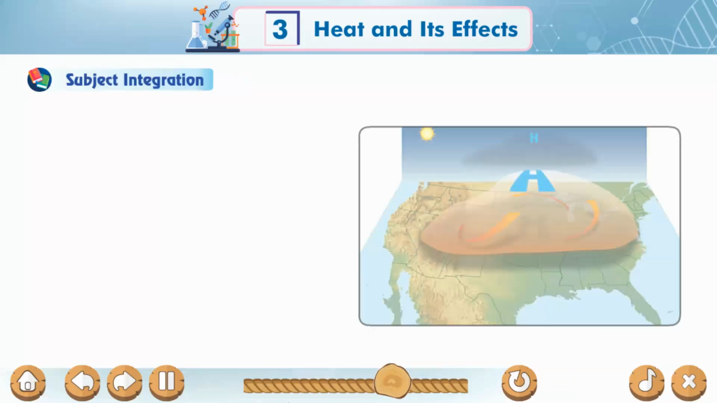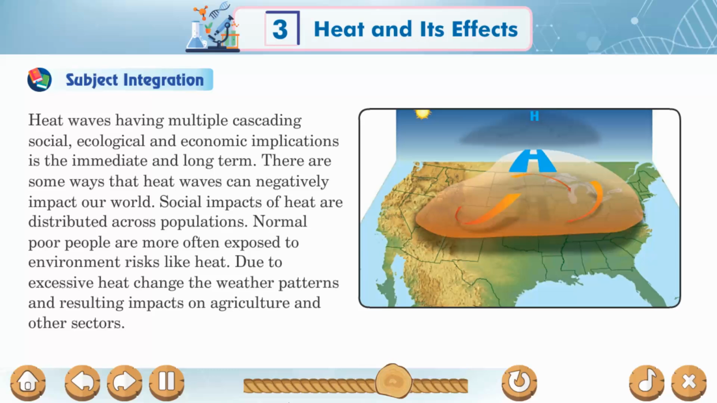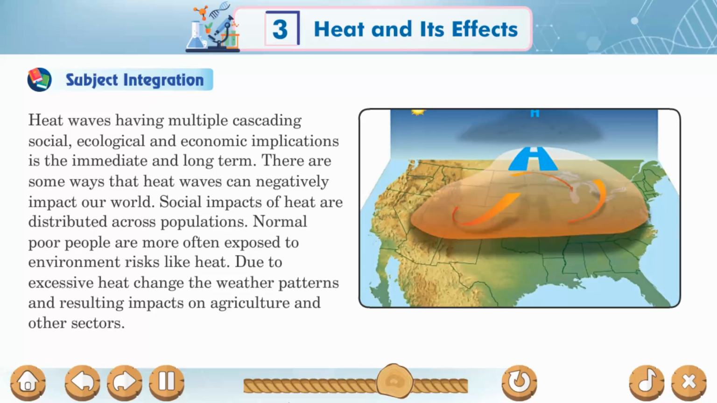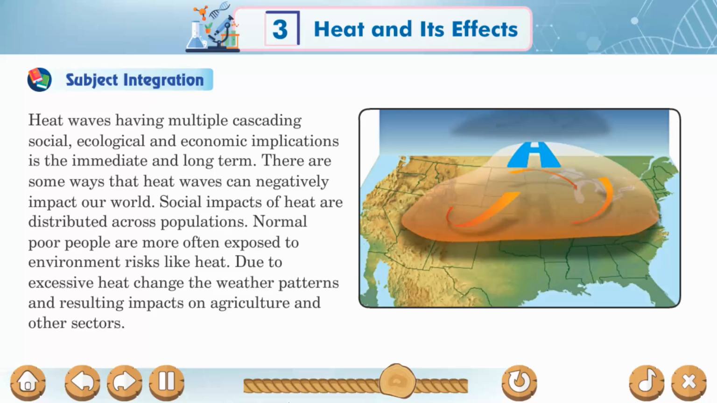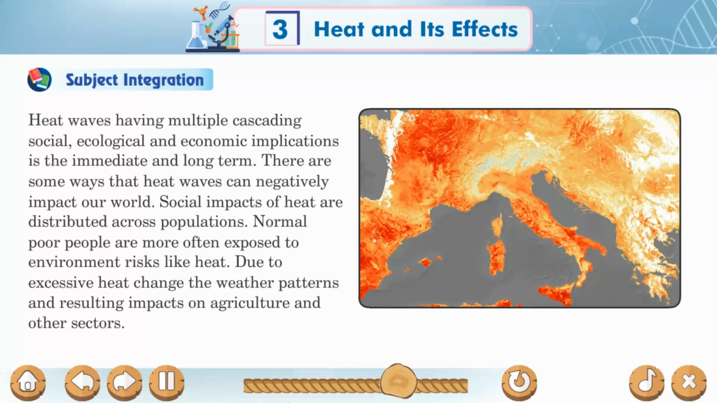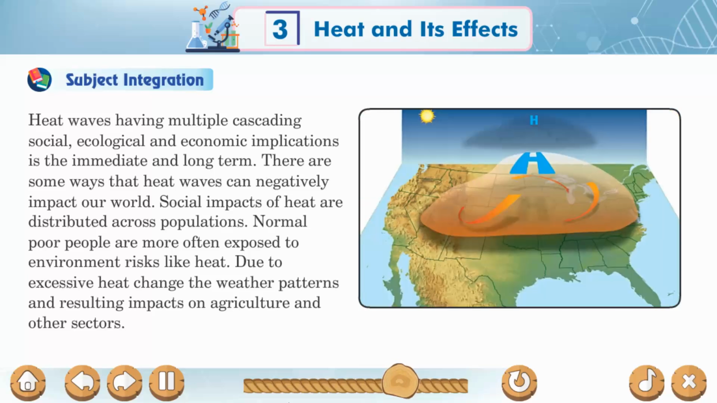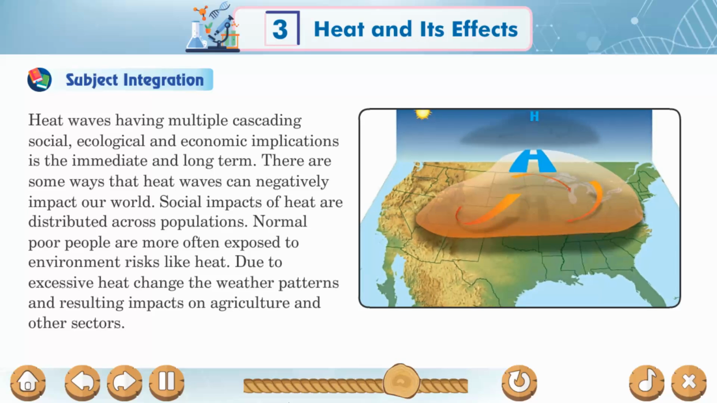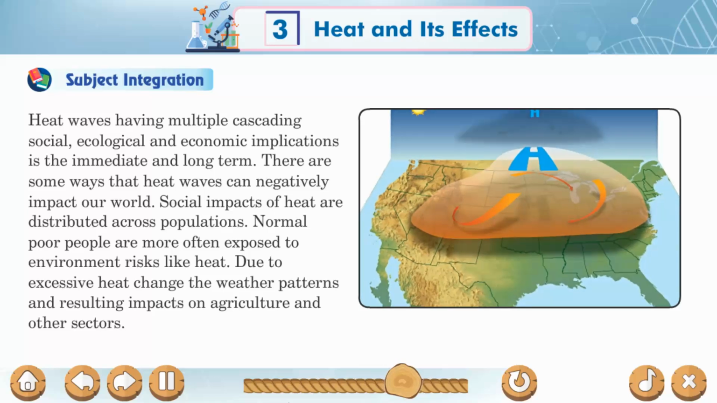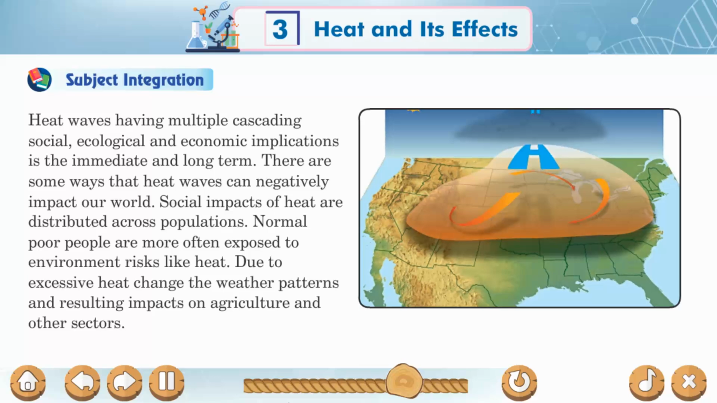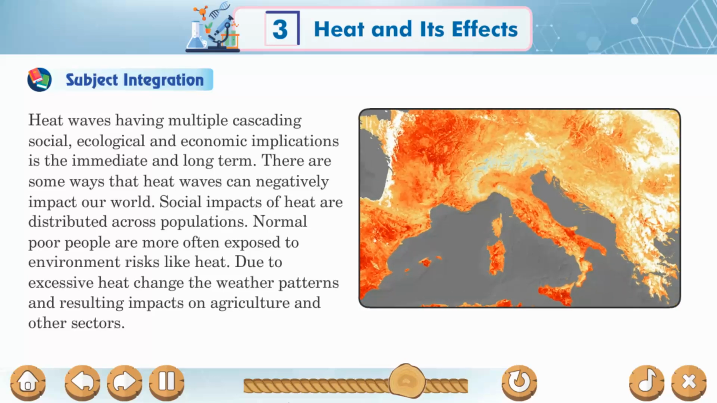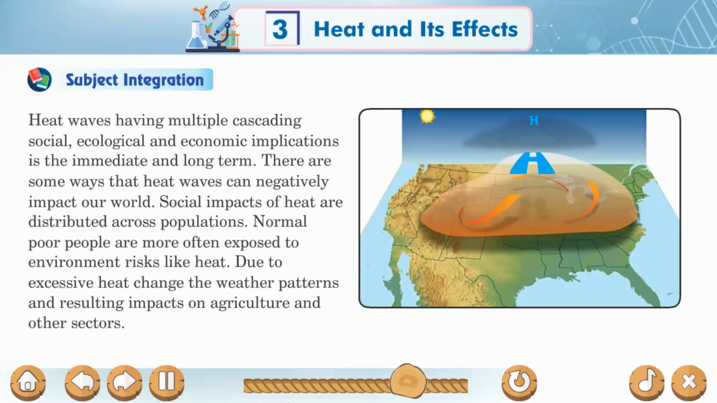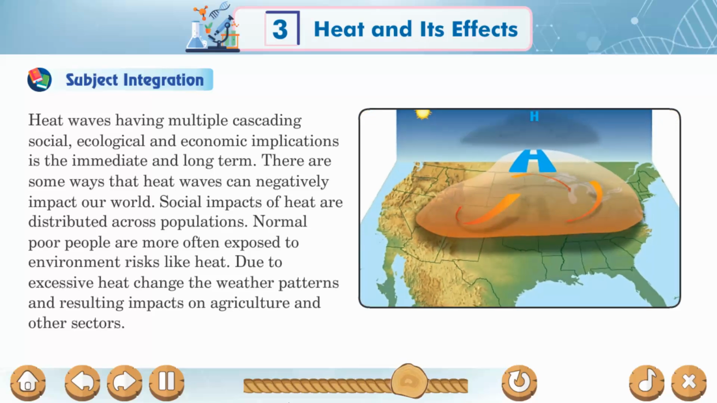Subject integration. Heat waves have multiple cascading social, ecological and economic implications, both immediate and long term. There are some ways that heat waves can negatively impact our world. Social impacts of heat are distributed across populations. Normally poor people are more often exposed to environmental risks like heat. Due to excessive heat, there is a change in the weather patterns and resulting impacts on agriculture and other sectors.